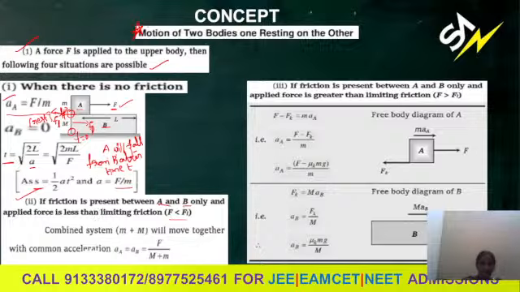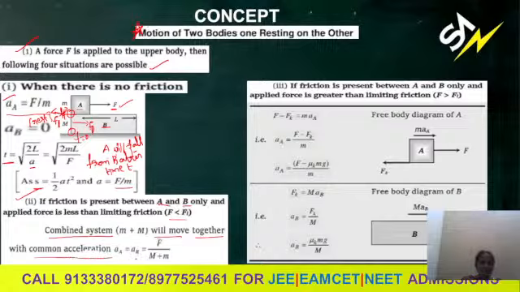So when there is friction between A and B, and a limiting friction value is there, and the applied force is less than that, we cannot see the individual blocks' motion. We can see the combined system will move together due to that applied force, meaning both have a common acceleration.